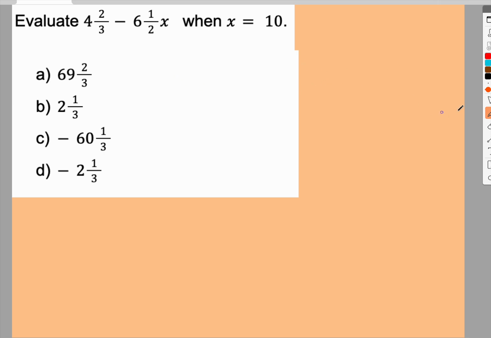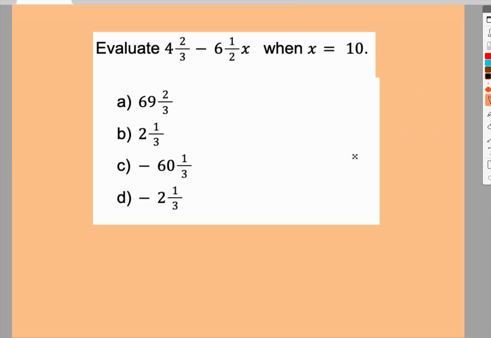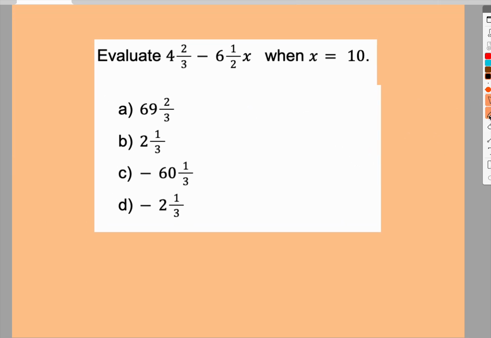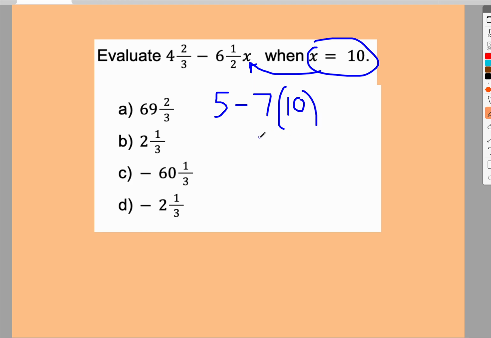Let's look at another one that's similar there. Let's pull this to the middle. All right, so I've got 4 and 2/3 minus 6.5 x when x equals 10. So we're going to substitute 10 for x. Before we do that, 4 and 2/3 can round to 5 minus 6.5. I can round that up to 7. And now I've got 10 for x.